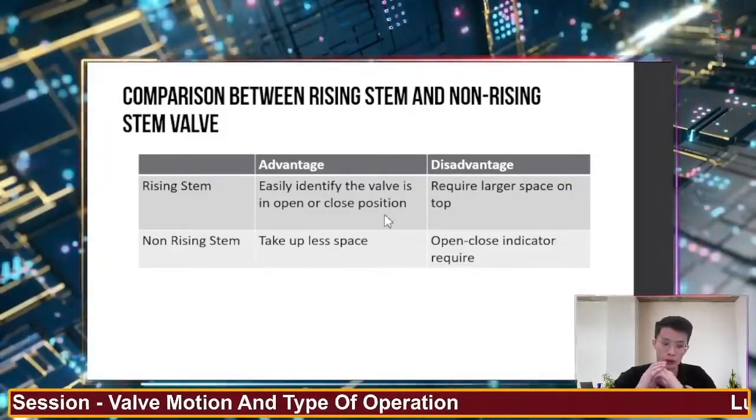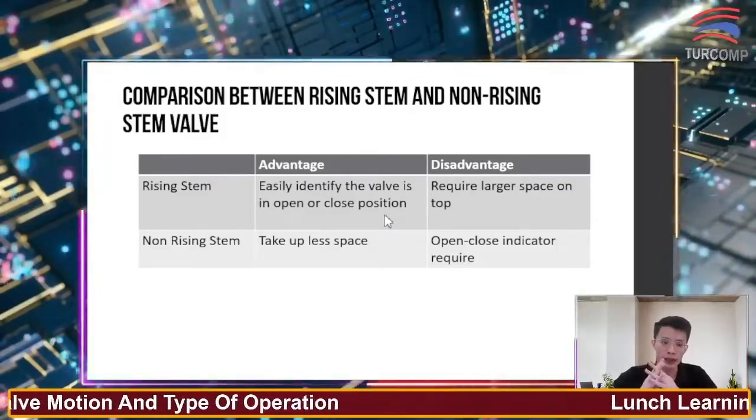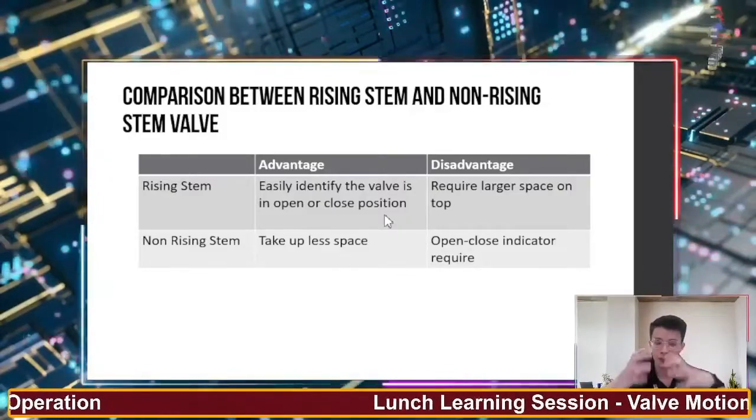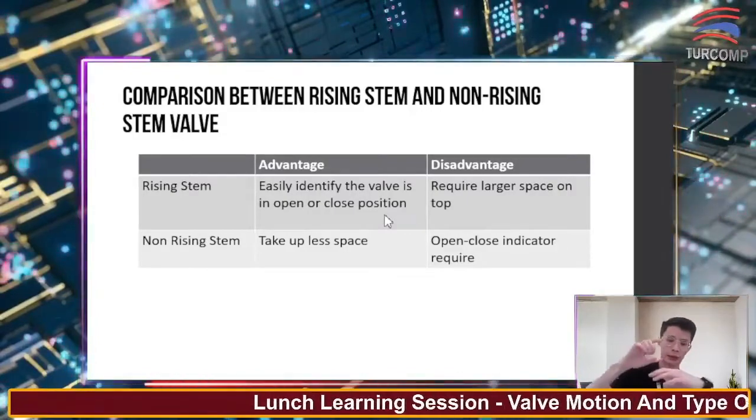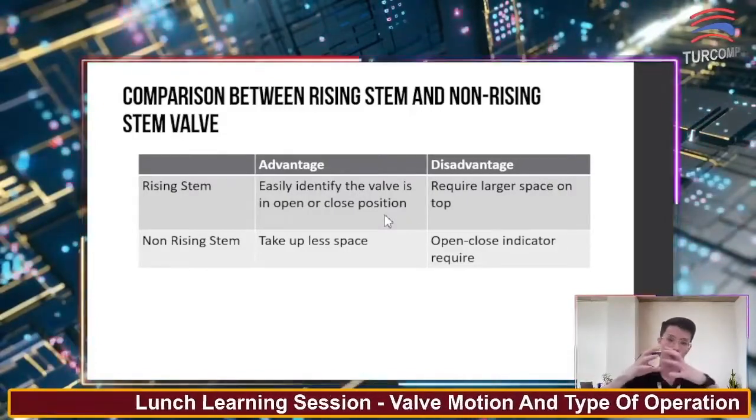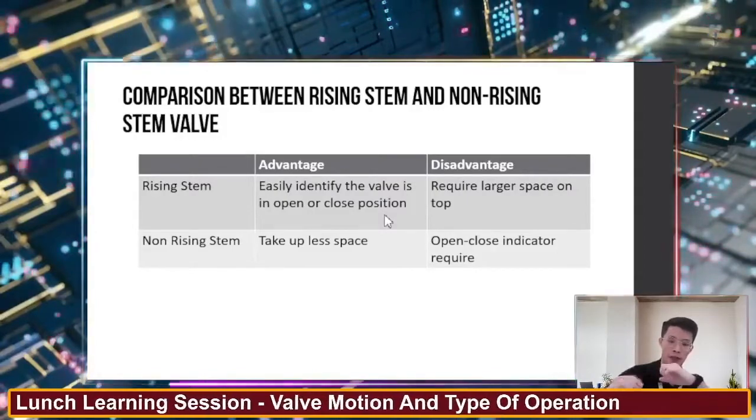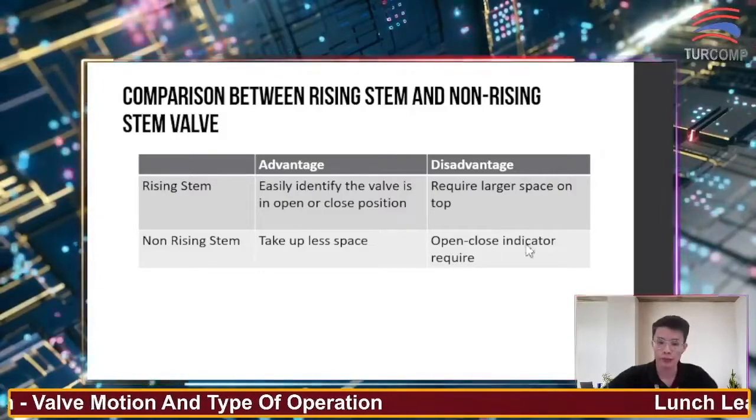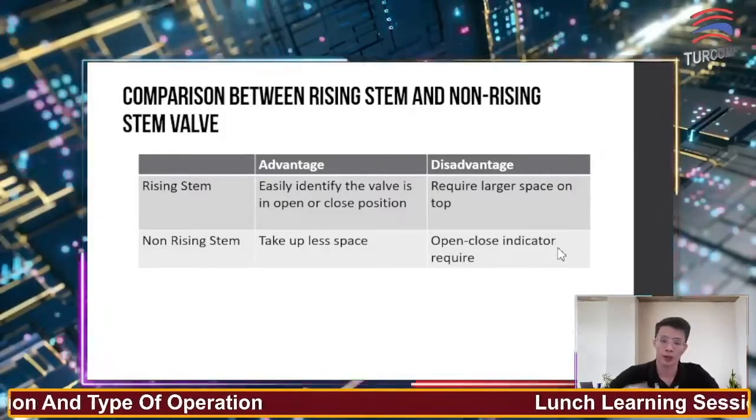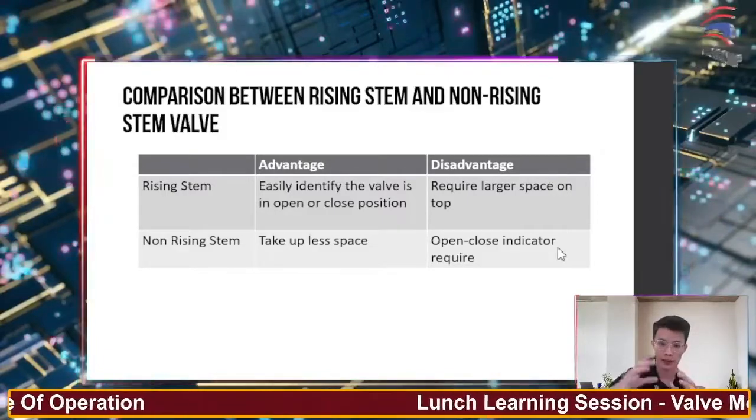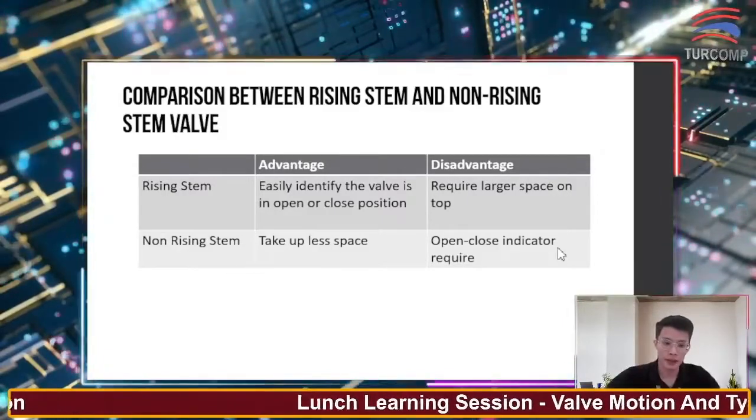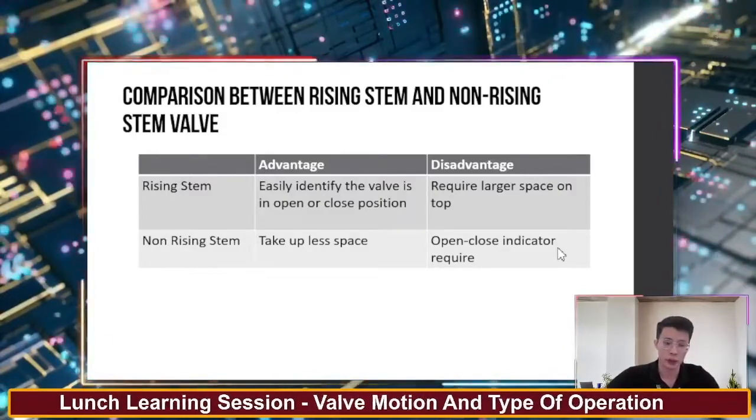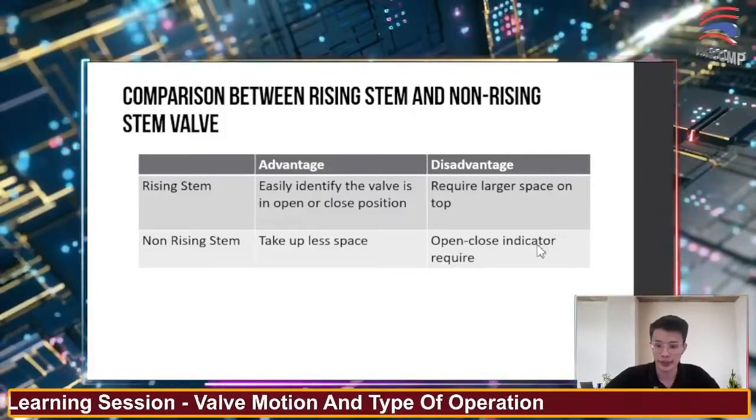For non-rising stem design, it will normally take up less space, because once you install it, you don't need to reserve additional space for the stem to move upwards. It will just remain at the same position. However, the disadvantage of the non-rising stem is you might need to have an open-close indicator for the operator to know whether the valve is in open or closed position. It is not like the rising stem, where you just look at the stem level and you know it is open. So this is one of the disadvantages of the non-rising stem design.